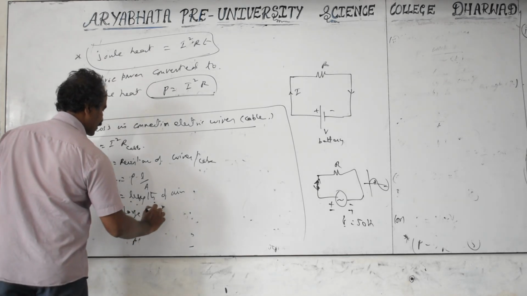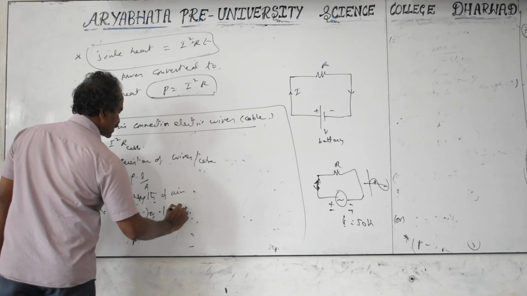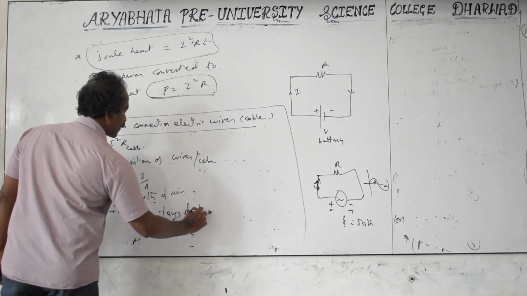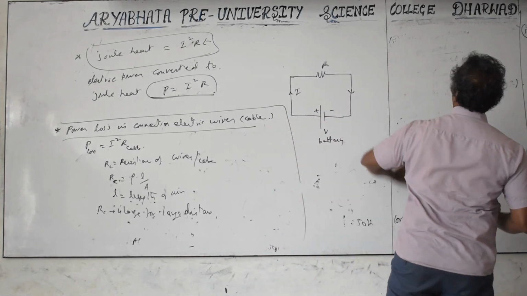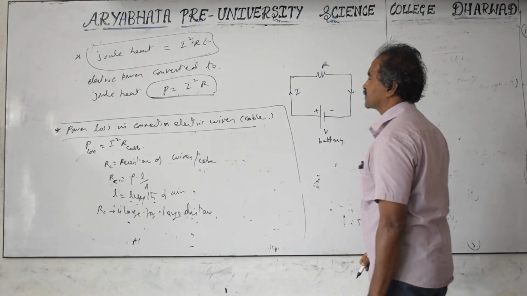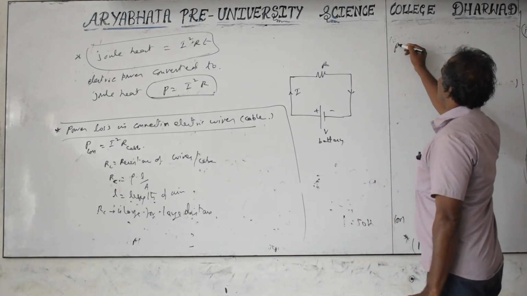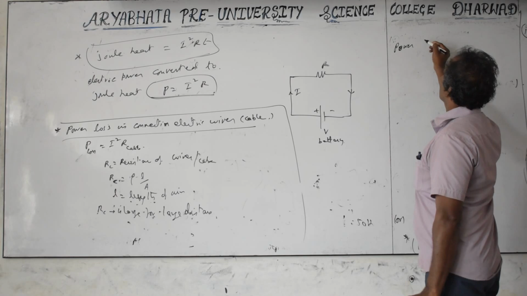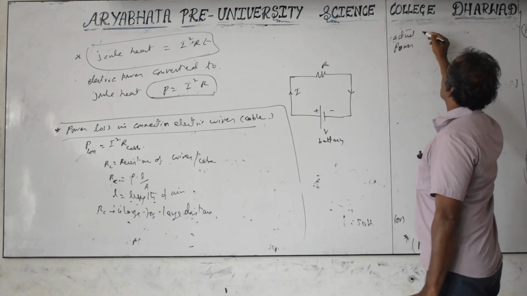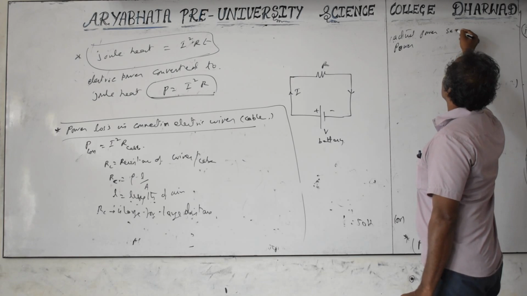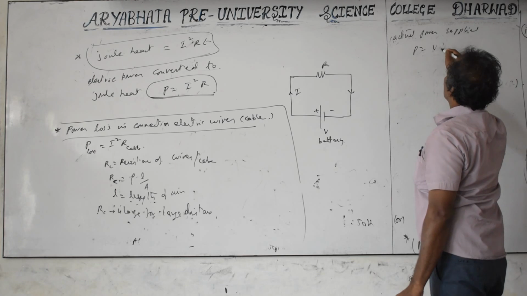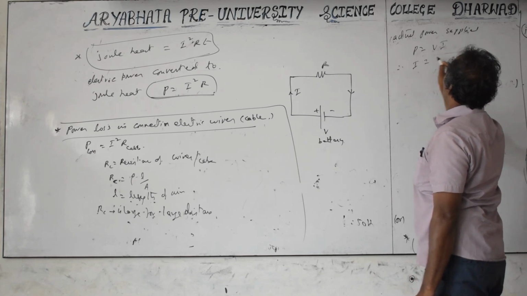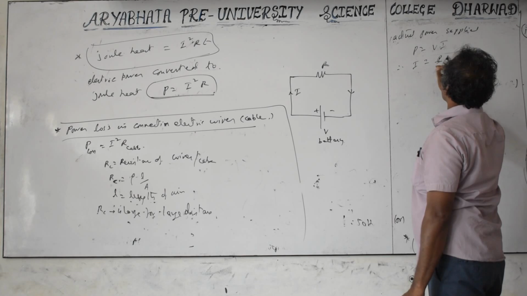So for large lengths, RC is large for large distances. Therefore, what is done is voltage is increased, so that current is reduced. The actual power supplied is P equals V into I, and I is equal to P by V. I equal to P by V, this we have to use here.